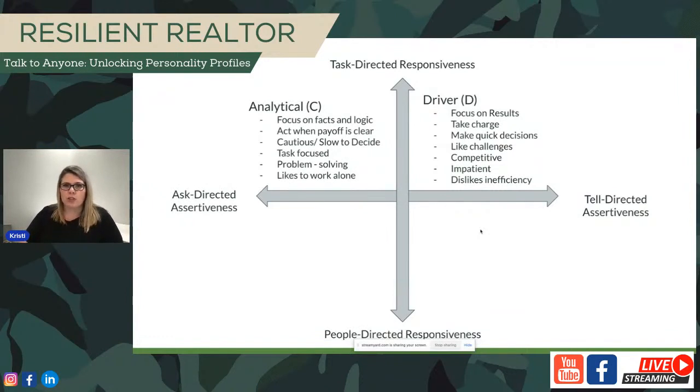So with a driver, they are the person that takes charge, right? They're a leader. They like a challenge. They're very competitive. They can seem impatient, right? So when you're working with a driver, you want to be focused on the results, okay? Like, I don't want to hear about your weekend. I don't want to know about your pet. Just get to the point efficiently, quickly, use as few words as possible. Get through it right now. Let's go. They can seem pushy, but they're really just results oriented.